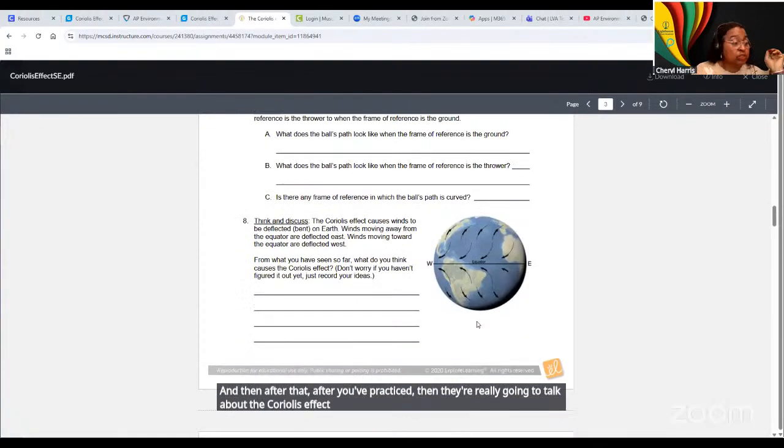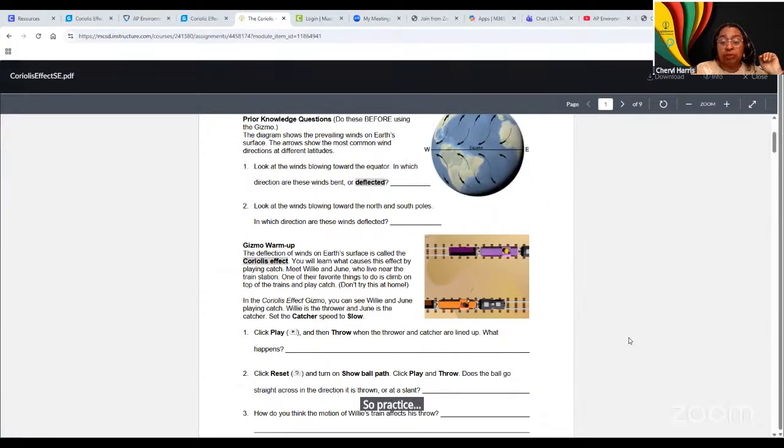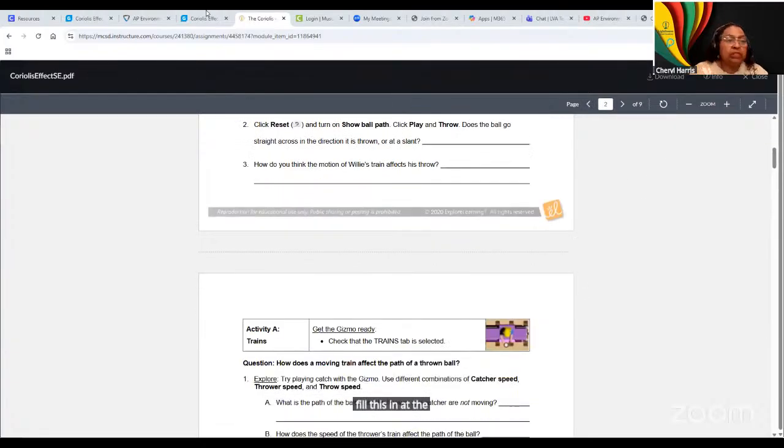So they're going to switch it to talking about the actual wind patterns on the Earth. So practice with the first activity with the trains. Fill this in. At the end of the activity, let me pop back here.